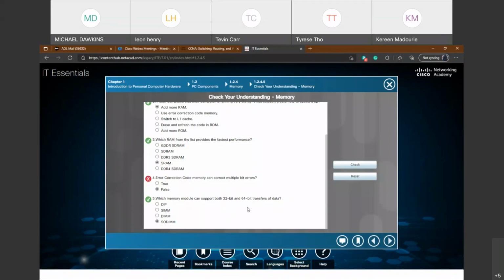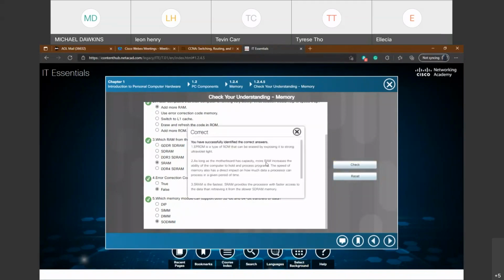And SODIMM, I was trying to get this guy here to say DIMM, but he wasn't going to say DIMM. I don't know if he was sure, I was just guessing, but he stuck to his point, so that's okay.